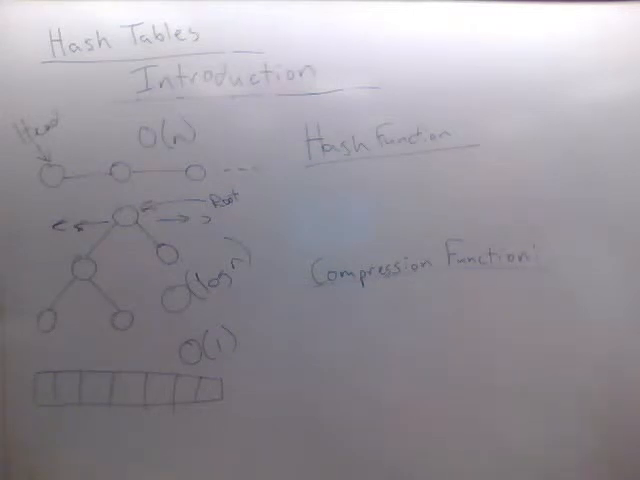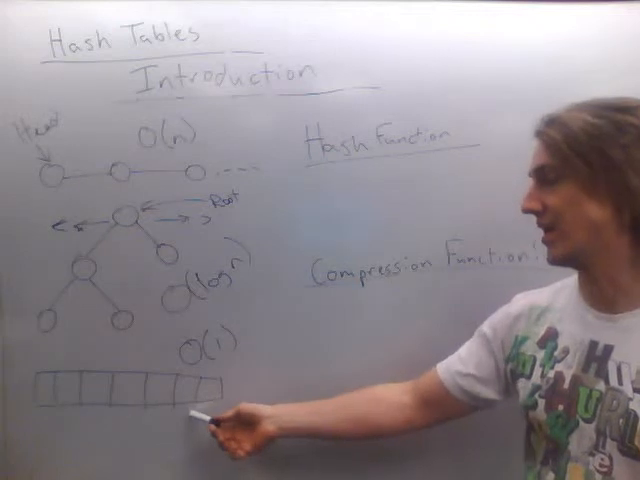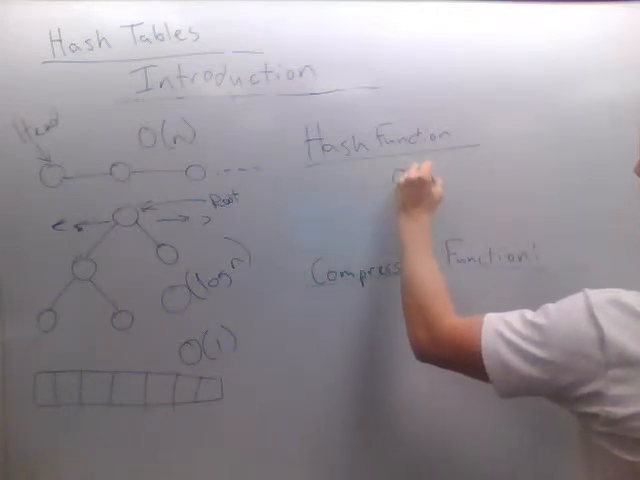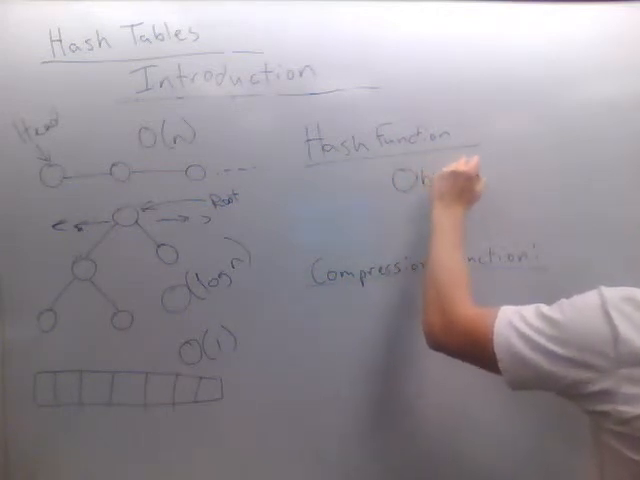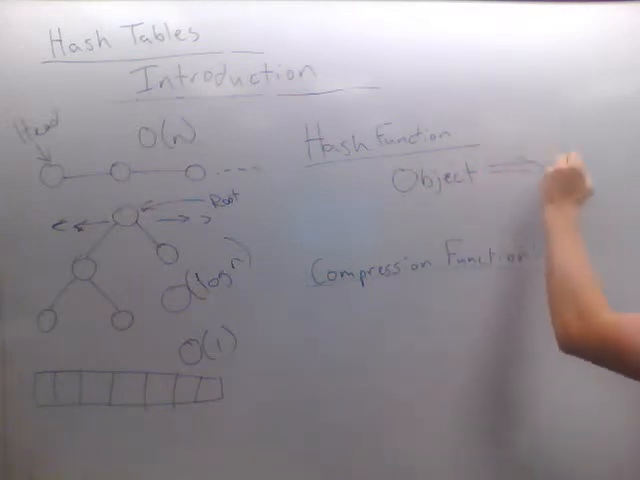So if we have objects, then what we want to do is somehow turn that object into an integer, an integer that can map into our array. So a hash function takes an object and in some way maps it into an integer.